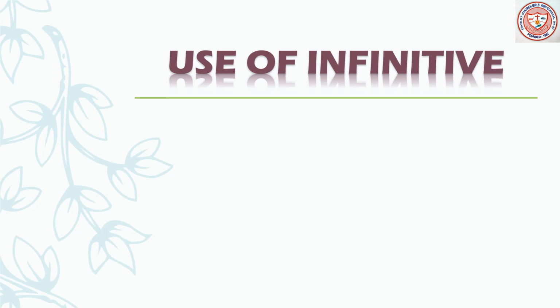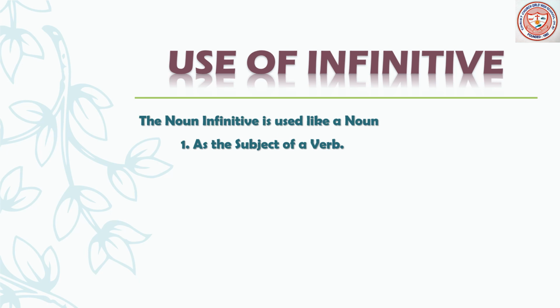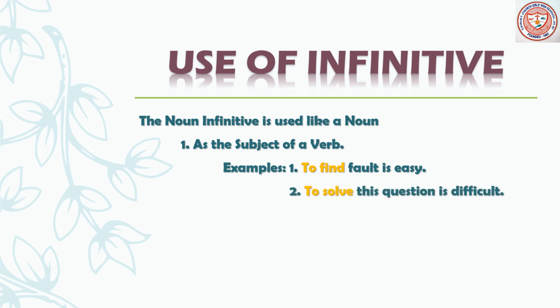Now, we will be talking about the use of the infinitive. The noun infinitive is used like a noun. Number 1. As the subject of a verb. Let us go through some examples. To find fault is easy. In this sentence, to find is an infinitive and it is used as the subject of a verb. Next example. To solve this question is difficult. In this sentence, the infinitive to solve acts as the subject of a verb.